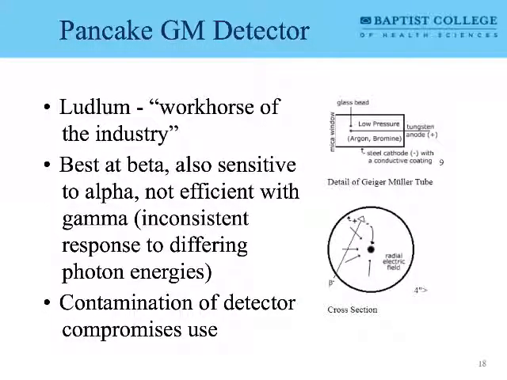So here's a little bit more discussion of the Pancake GM detector made by Ludlum in Texas. It's kind of the workhorse of the industry. Almost every facility I've worked at has had a Ludlum GM counter sitting around. So it has a tungsten anode with a glass bead on it and a steel cathode around it. That is the tube, right? There is a mica window here, which is just thinner than aluminum. It's like aluminum but thinner.